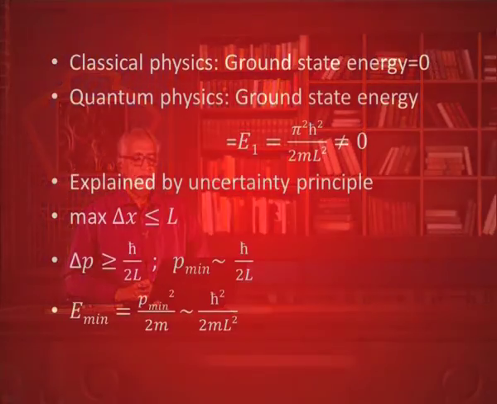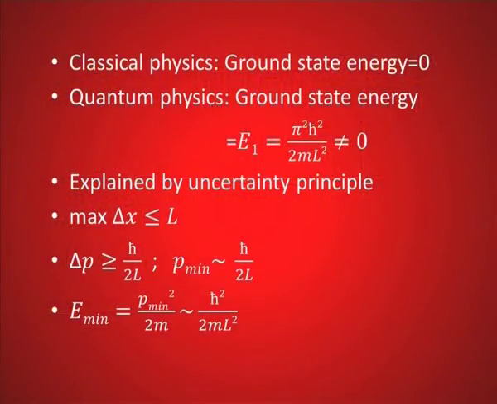Now, in classical physics, ground state energy is 0. In quantum physics, ground state energy is E 1, and it is not equal to 0. How is it explained in quantum physics? One way is by invoking the uncertainty principle. We note that the particle is restricted to the region L. So, the maximum uncertainty delta x must be less than or equal to L, because after all it is always in the region, and it cannot go out of the region.